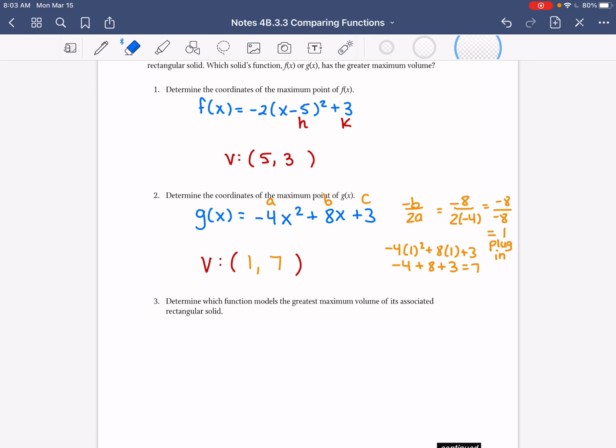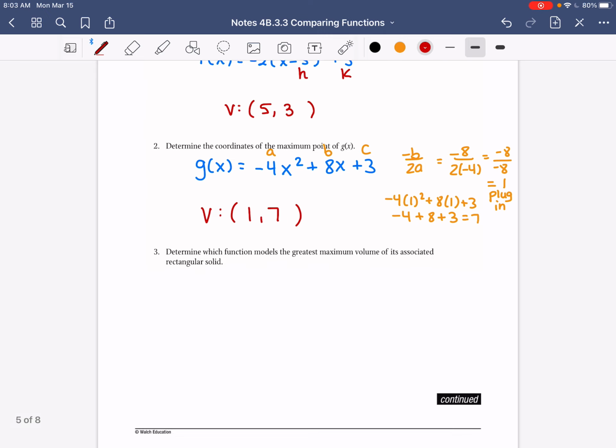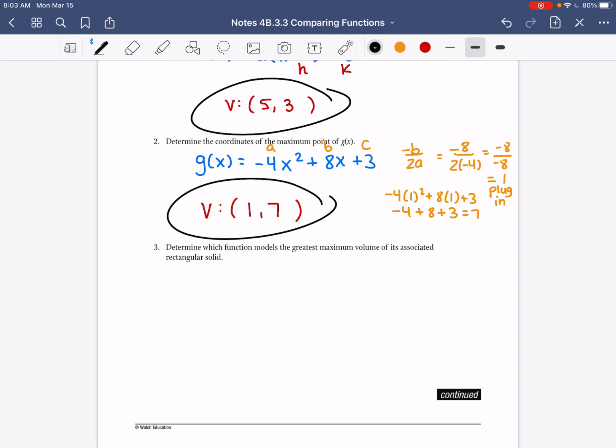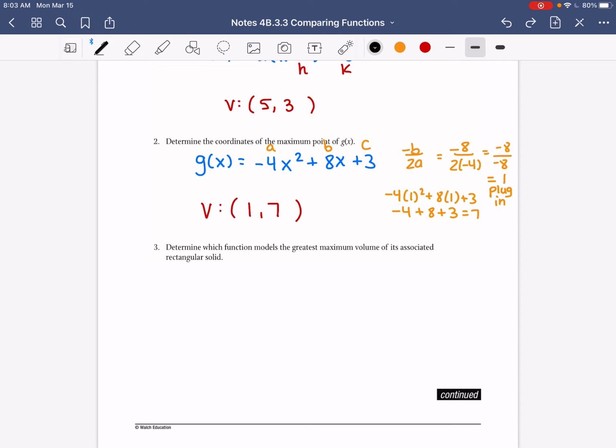All right, so, oops, I didn't mean to erase so much. I was just going to change it to red. (1, 7). Okay, so now it says determine which of the function models has a greater max volume. So is it (5, 3) or is it (1, 7)? Sometimes it helps us if we see it visually, because 5's bigger, but 7's the biggest number. So you have to kind of see which one it is.